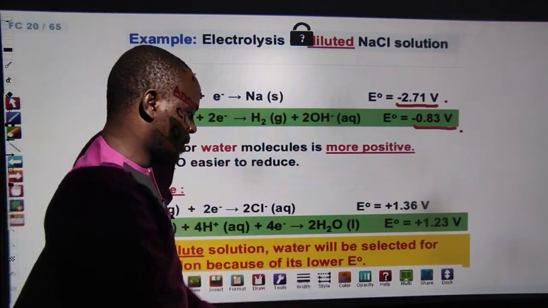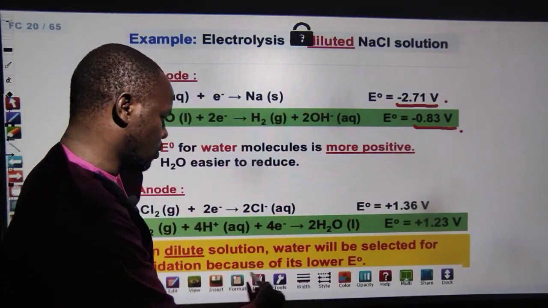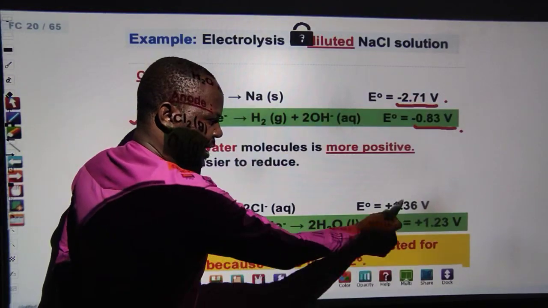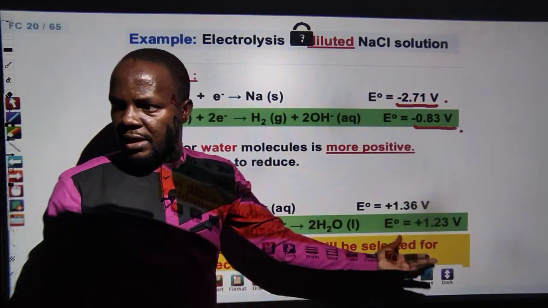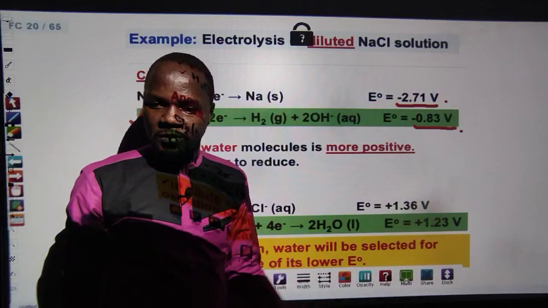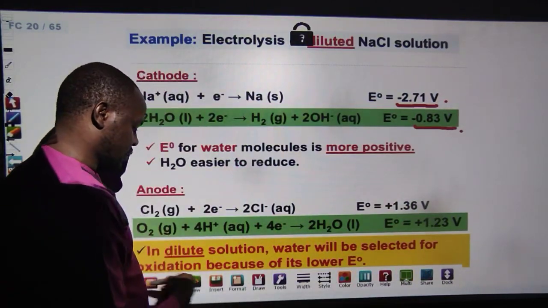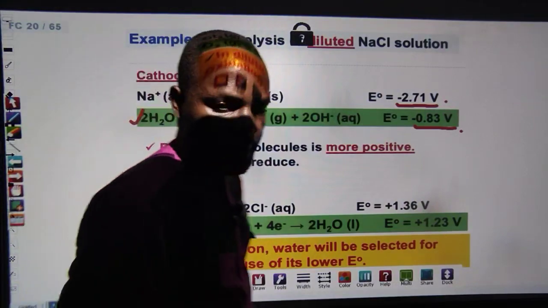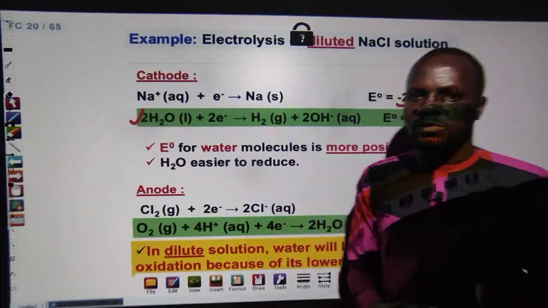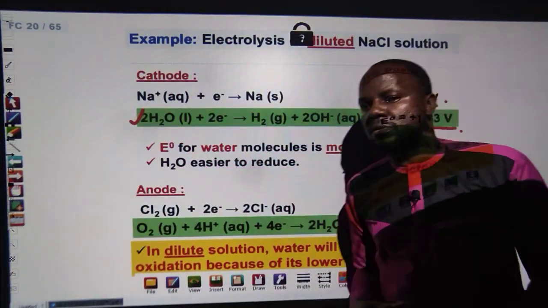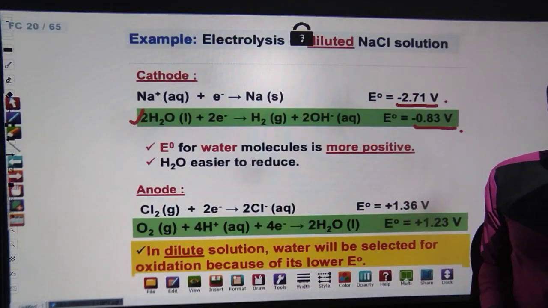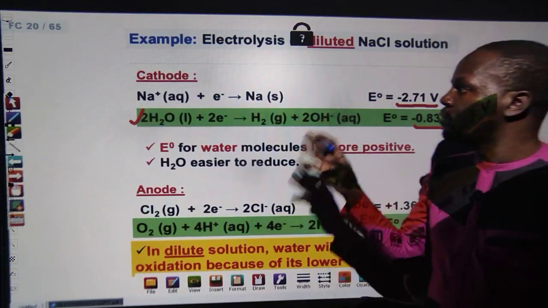Let's come to the second compartment. Look at this, guys. Here, you need to know which of these has the lower value, because this is the anode. Because these are two positive values, it's simple to know the one. So here, you go with the one that has the lower value. So at the cathode, the one which is more positive; at the anode, the one which is more negative. This is the terminology we use for this type.